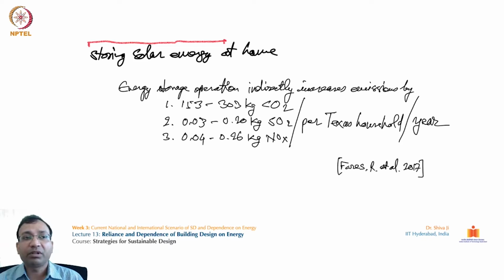Here we show that a typical battery system could reduce peak power demand by 8 to 32% and reduce peak power injections by 5 to 42%, depending upon how it operates. However, storage inefficiencies increase annual energy consumption by 324 to 591 kilowatt hours per household on average. Furthermore, storage operation indirectly increases emissions by 153 to 303 kg of CO2, SO2 and other nitrous oxides per Texas household annually. This study was conducted in the state of Texas in the USA.